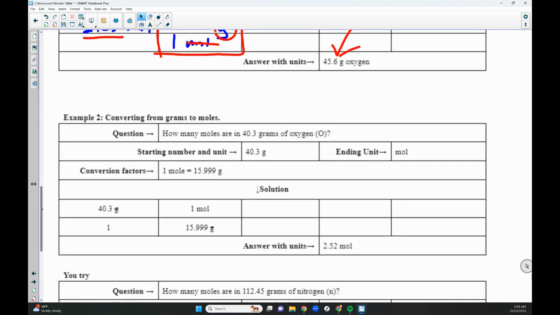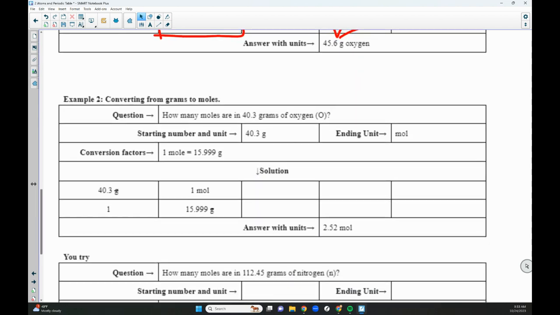Okay, another example here. We're going to go in the other direction. We are going to be converting from grams to moles. So the question says, how many moles are in 40.3 grams of oxygen? So again, you've been given a number of grams, and you're trying to convert that into moles. So this is going in the other direction than our first 2 examples.